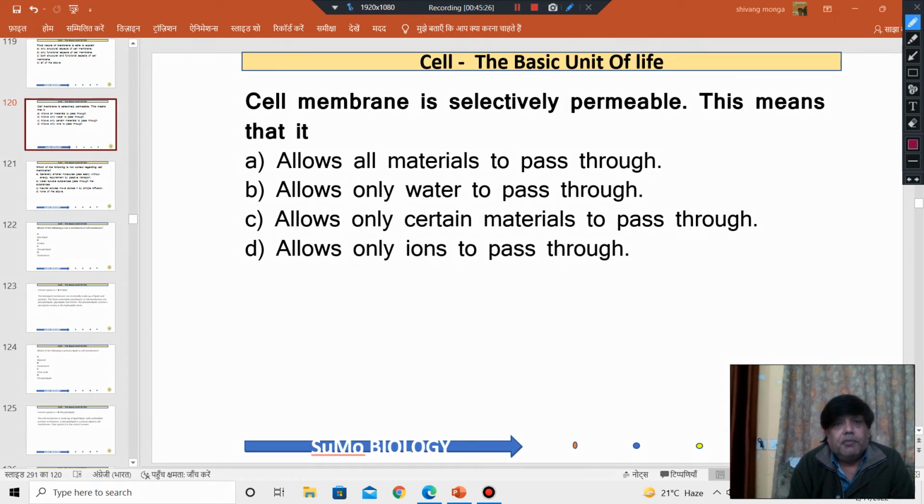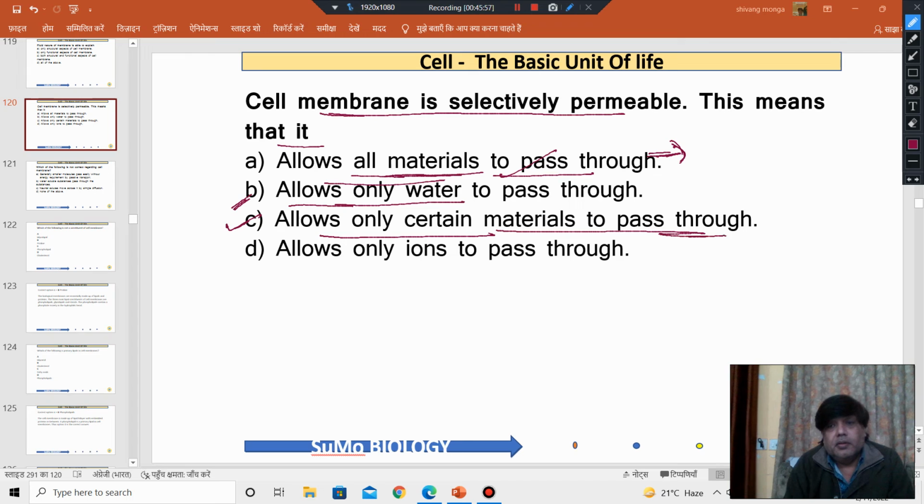Cell membrane is selectively permeable. We know that the cell membrane is selectively permeable. A membrane which allows all materials to pass through it is known as fully permeable. If it allows only water, only solvent can move, that is called semi permeable. If it allows only certain materials to pass through it, that is called selectively permeable.